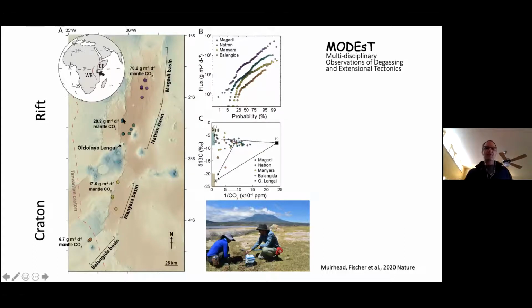So in Natron and Magadi, the CO2 flux is high, 30 to 70 grams per meter square per day. And you can argue how much of that is mantle, but it's dominantly mantle, I would argue. But when you go over to the Craton, the CO2 flux just drops down by an order of magnitude, right? There's no CO2 coming out of it. And so that's interesting, right? And is to be expected.